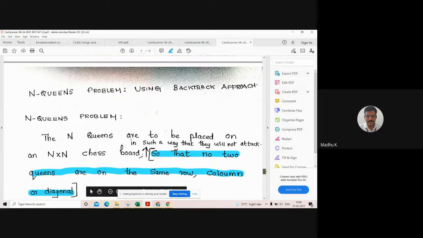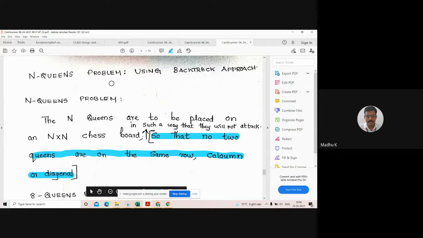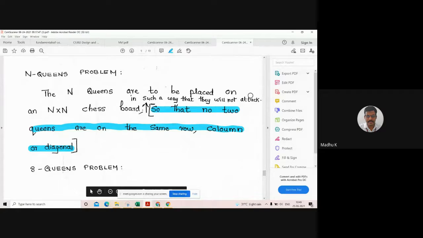So now we are discussing the N-Queens problem using the backtrack approach. What is the N-Queens problem? There are n queens and we want to place them on an n by n chessboard in such a way that they will not attack each other. For such an arrangement, this is the condition: no two queens are on the same row, same column, or diagonal. This is the condition for not attacking each other. So this is about the N-Queens problem.